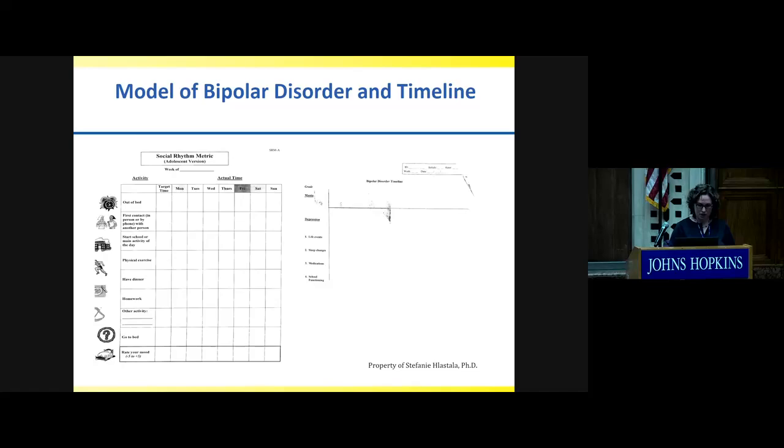And then the social rhythm metric, again adapted for adolescents, looks at anchors to the day. What time did you get out of bed, your first social contact, your structured activities, what time did you eat dinner, and what time did you go to bed, and then linking the mood to that. And it looks at target times and actual times. The idea being that if you stabilize your sleep-wake cycle and your social rhythms, and honestly your biological rhythms, including your meals, it's going to help stabilize your mood.